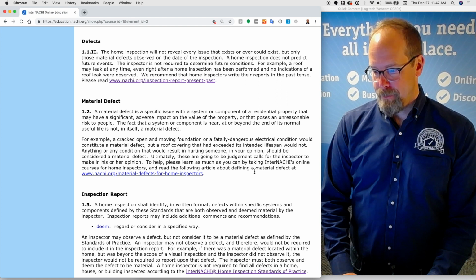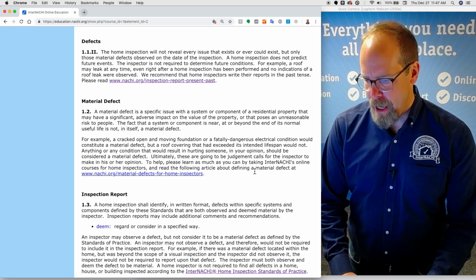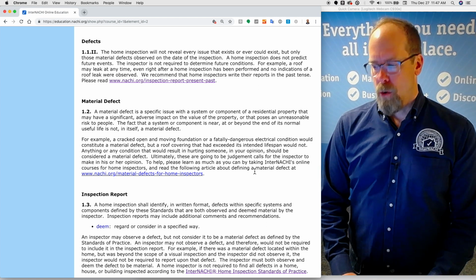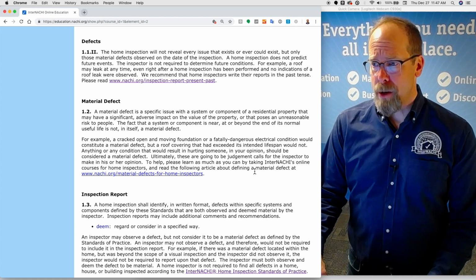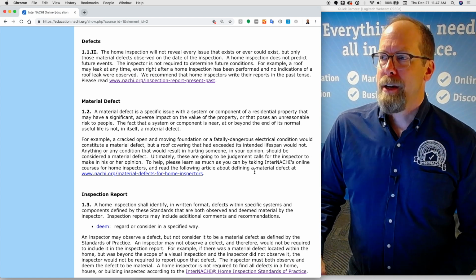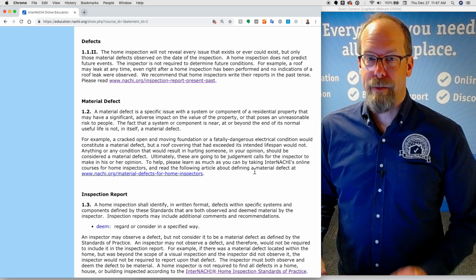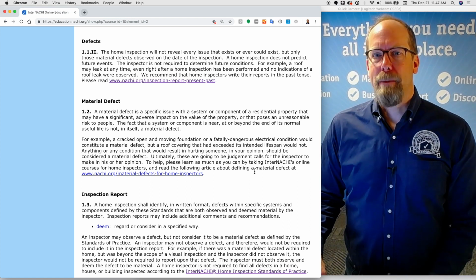A material defect is a specific issue with a system or component of a residential property that may have a significant adverse impact on the value of the property or that poses an unreasonable risk to people. So going back to that deck collapse, if you, in your opinion, think the deck is unsafe and a deck collapse is imminent, that would be a material defect.